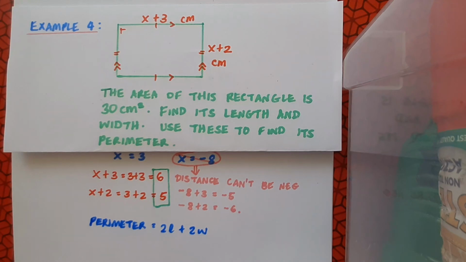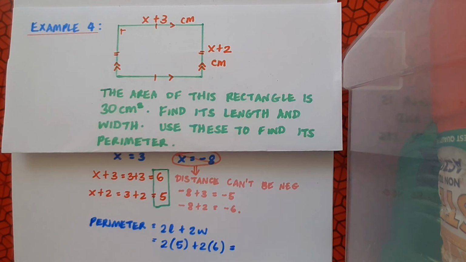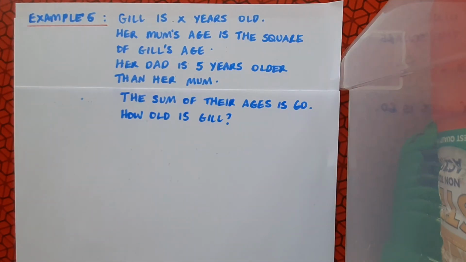So the perimeter of a rectangle is twice its length plus twice its width. So I fill in 5 and 6 for length and width, and I calculate that, and I get the perimeter is 22 centimetres. Okay, here's our last example for today.